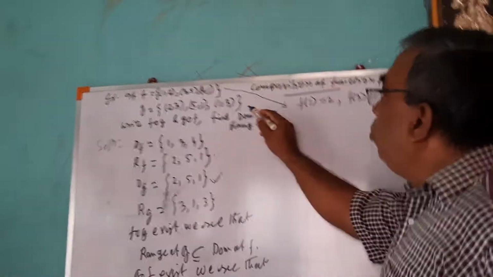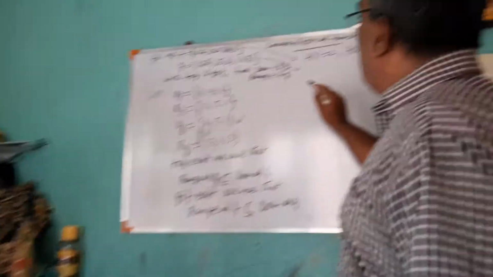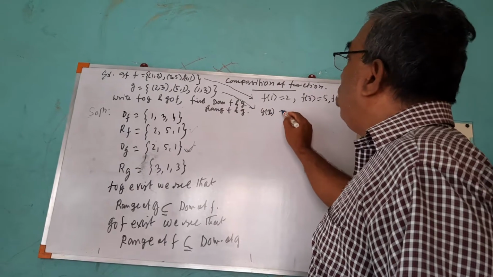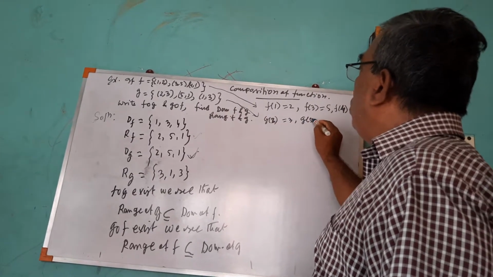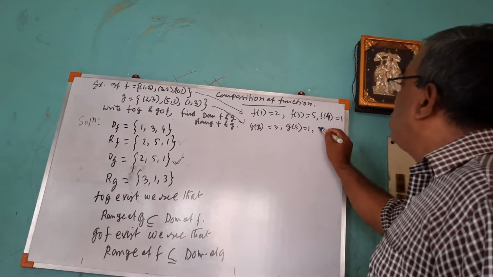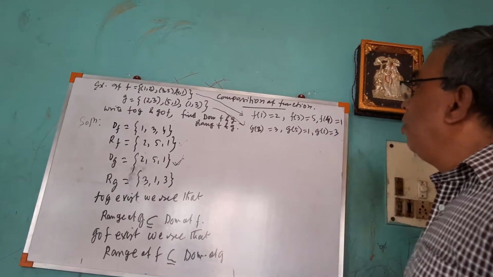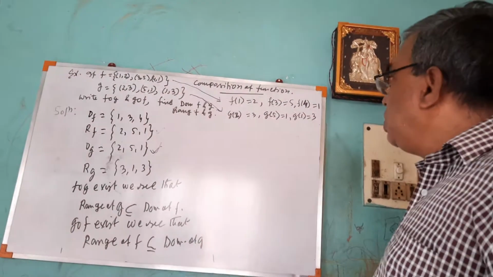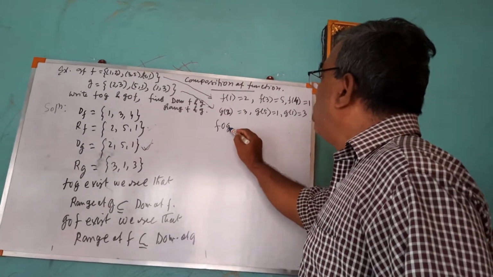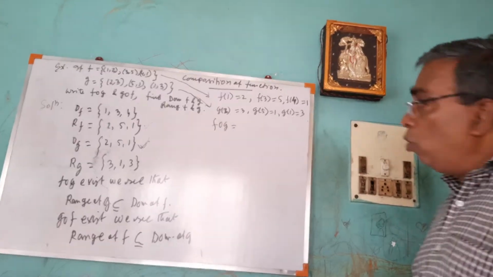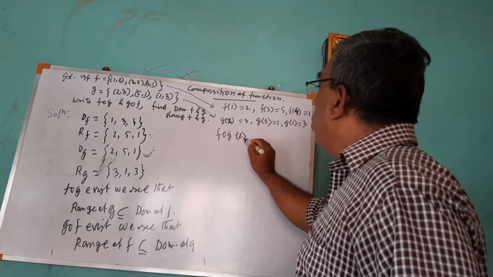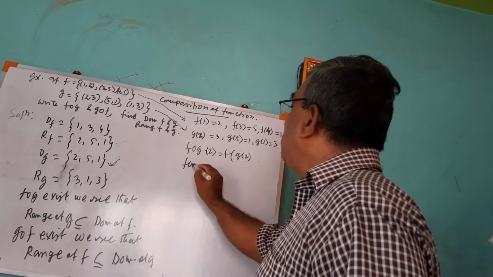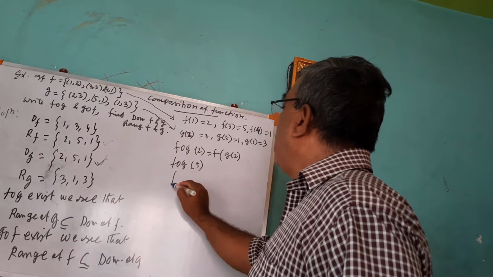Similarly, G(2) equals 3, G(5) equals 1, and G(1) equals 3. Okay, now you have to find F O G. F O G(2) is equal to F of G(2). F O G(2), F O G(5), F O G(1).